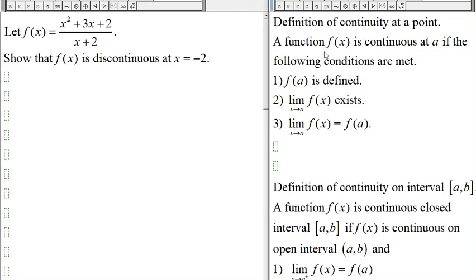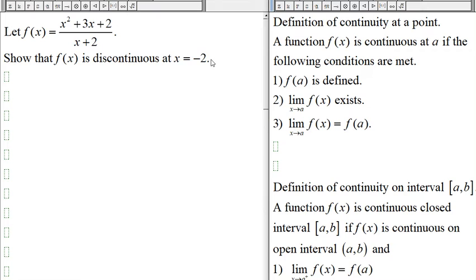The definition says that a function f of x is continuous at a point a if we can show the following things: f of a is defined, the limit as x approaches a exists, and the limit of f of x as x approaches a is the same as f of a.